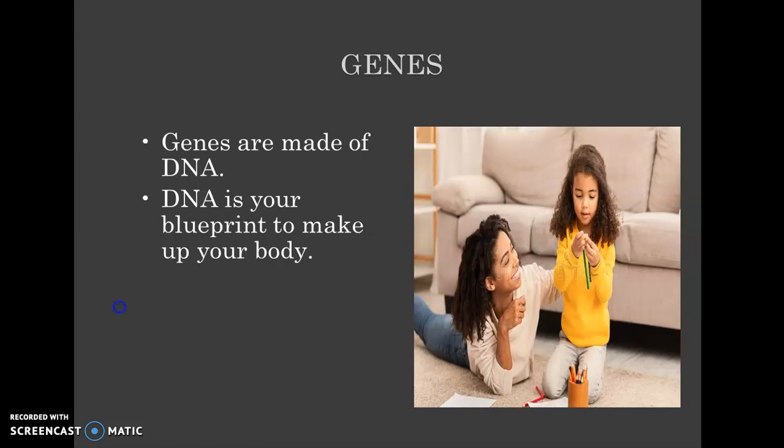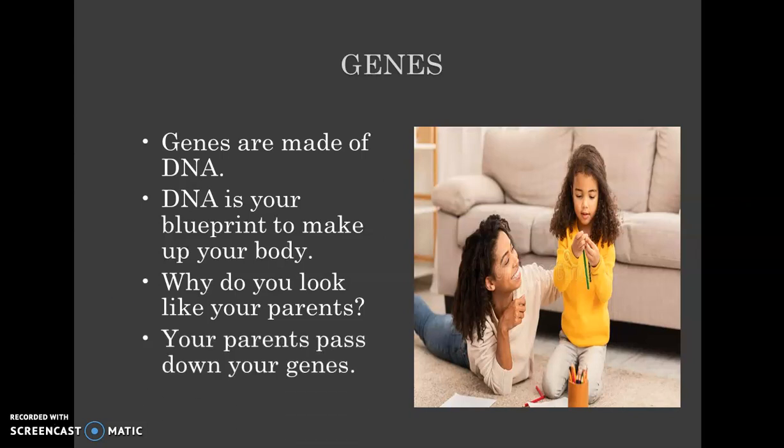But that's why you get your genes from your mommies and daddies, which is why you might have parts of your body that look like them, like your mommy's hair or your daddy's eyes. Those are inside your genes, inside your cell nucleus.